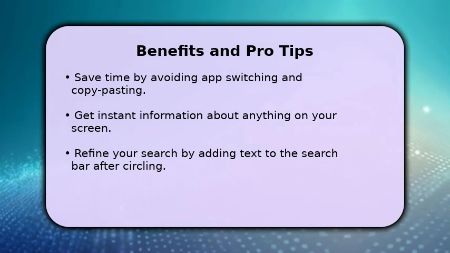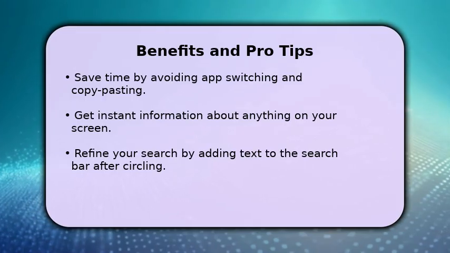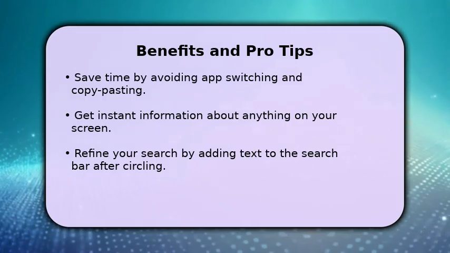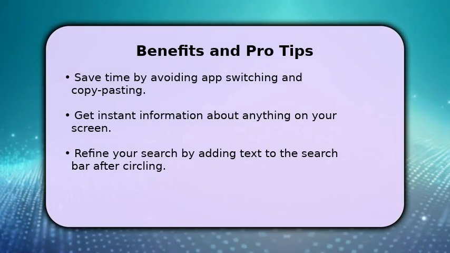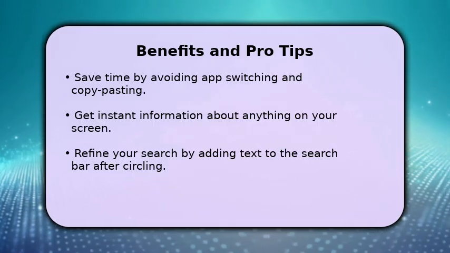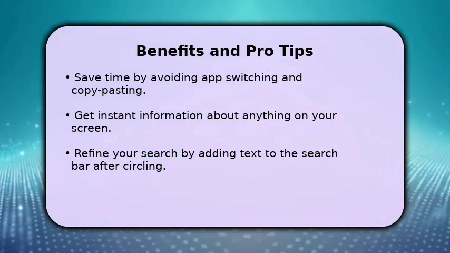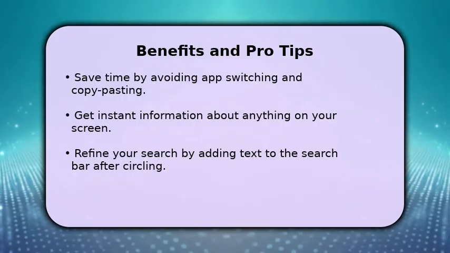For a more refined search, after you've circled an item, you can type additional keywords into the search bar that appears. This allows you to narrow down your results and find exactly what you're looking for with greater precision.